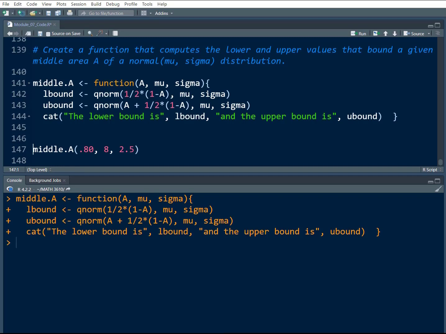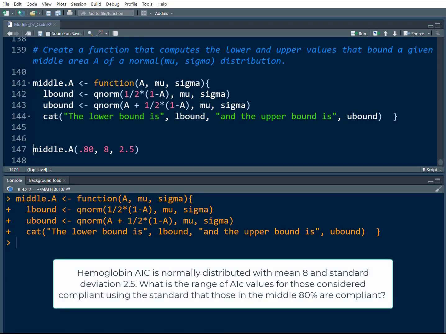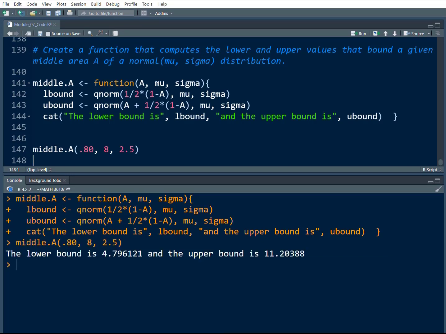Now there are different ways to go about this, but here's how I do it. I'll check it by reworking the last question from the A1C example where y is normally distributed with mean 8 and standard deviation 2.5. We were looking for the values that bound the middle 80%. Running my function, I get 4.8 and 11.2, which agree with the earlier answers.